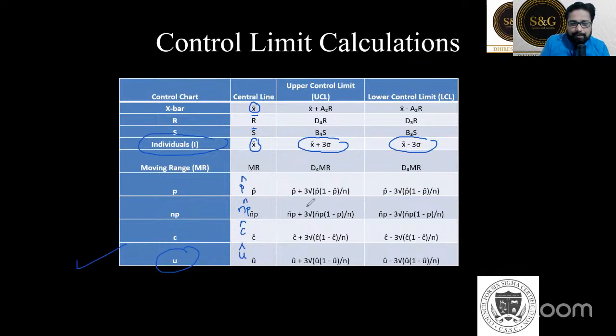Now coming back to the formula, the upper control limit for every data point is U hat plus 3 times the square root of U hat times (1 minus U hat) divided by n. Here n is the number of rooms inspected in this case. The same goes for the lower control limit. So for every data point, this will be calculated separately. Clear, everybody? Just type yes in the chat box.